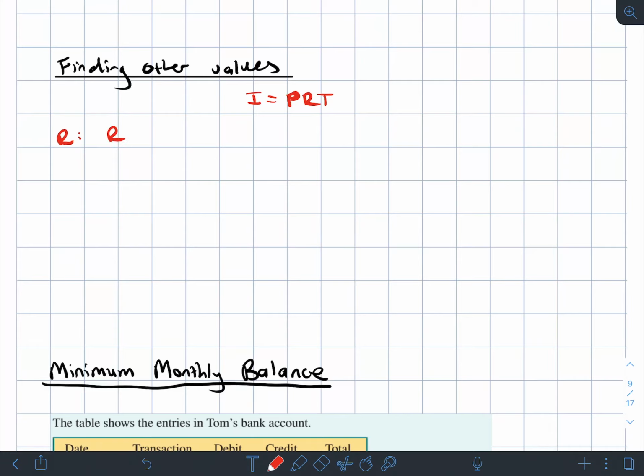Okay, so for R, we're going to divide both sides by PT, so we're left with I divided by PT. Now do the same for T, and do the same for P. They all have a very similar form. Time is equal to I divided by whatever's left, so P and then R. And here we've got P is equal to I divided by R and T.